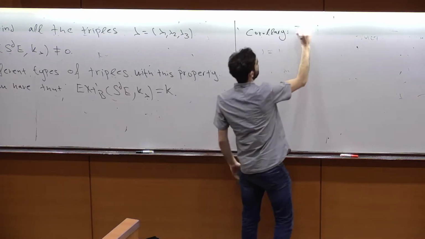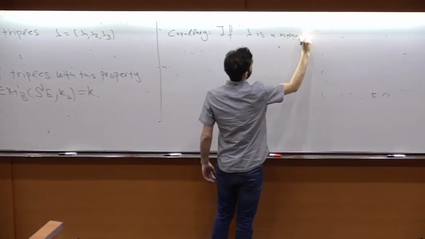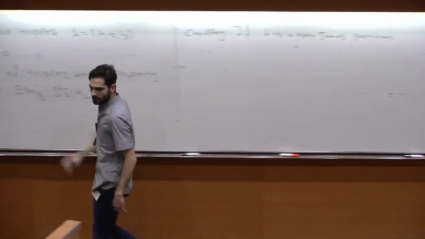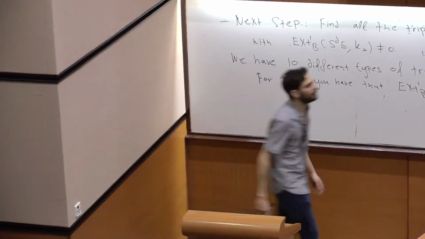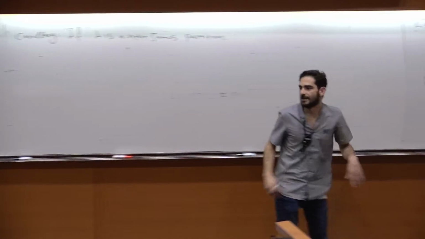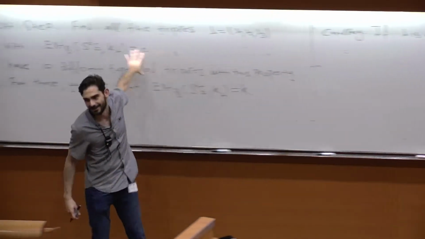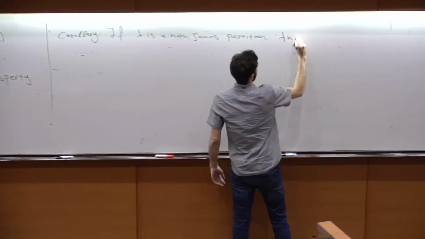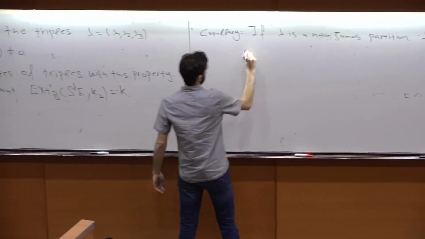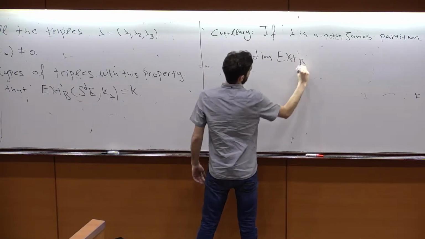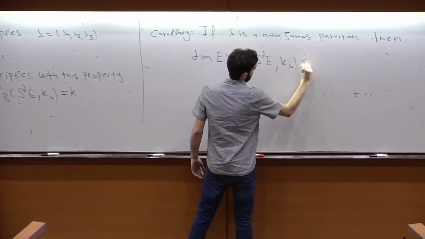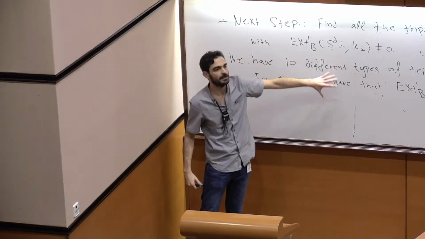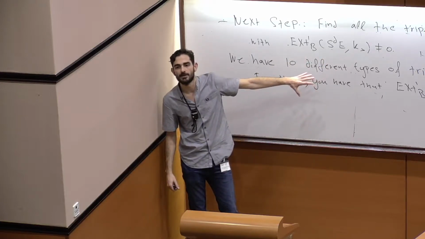saying that if lambda is a non-James partition, and I know that you will scream about it later because you taught me not to put things before people's names, non-James, some James, and I already said before that I will kill James on the board. Anyway, if lambda is a non-James partition, then this dimension is at most 1. Because you have an embedding. The embedding is happening inside your triples, and your triples have at most 1 dimension of homology.